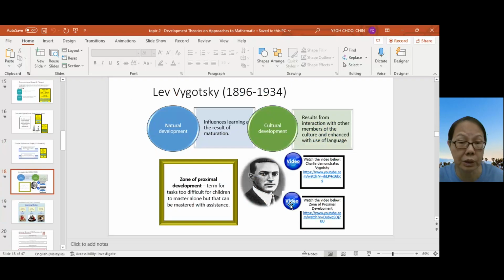Just like you already know what early childhood is, but do you know it in depth? So that's why you need to come to the university to learn.